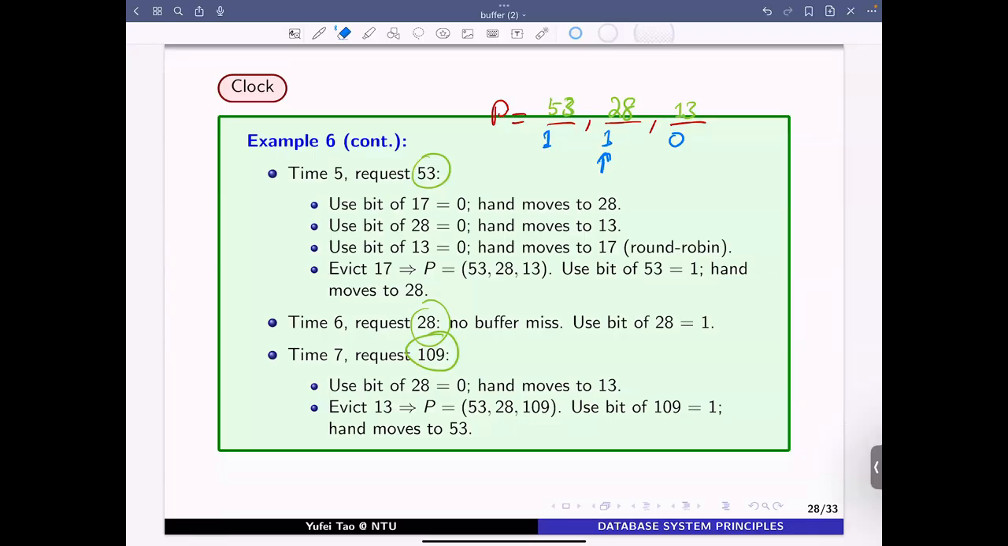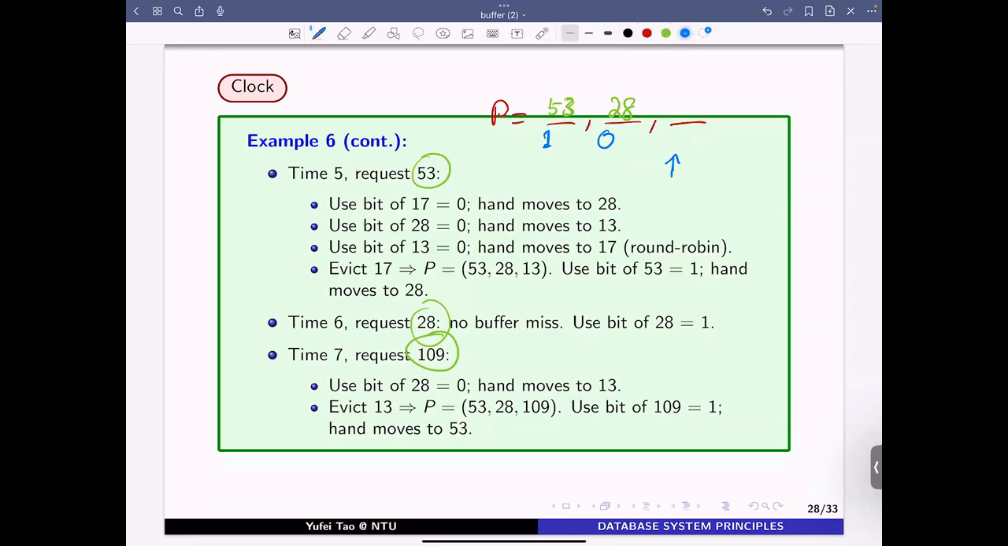Anyway, we come to time 7 and we got 109. And yes, this time you have to empty something. So that's when you move the hand. Actually, you process the element, you try to punish the guy at the hand before you move the hand. So you look at 28 and you try to remove it, but then you see its bit is 1 here. So you give it a second chance and you flip the bit to 0, and then you move the hand. So you do something first and then you move the hand. Now the hand goes to 13. 13, the bit is 0 and you are the guy. So 13 is gone.